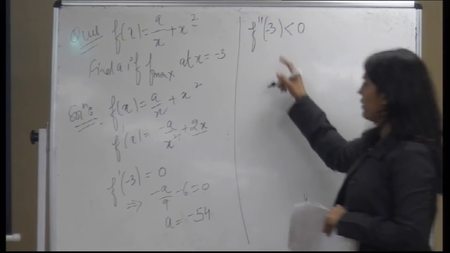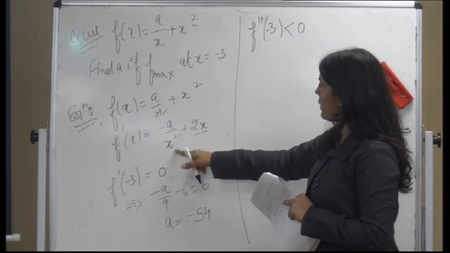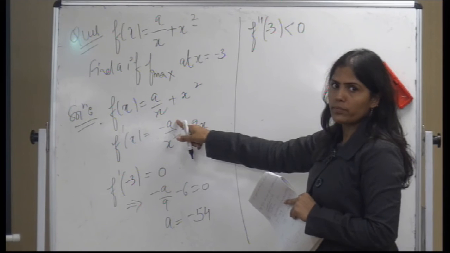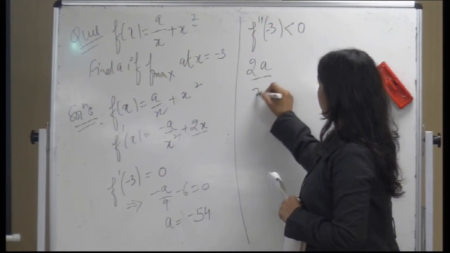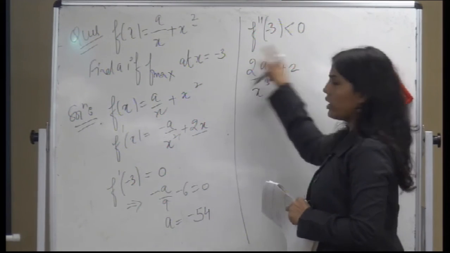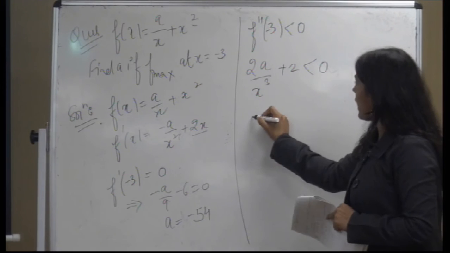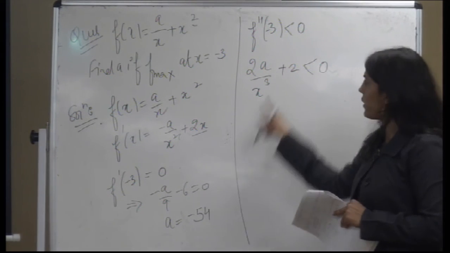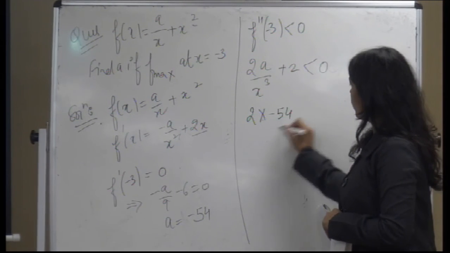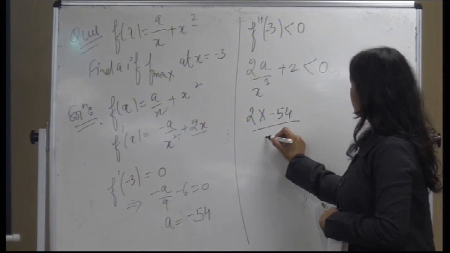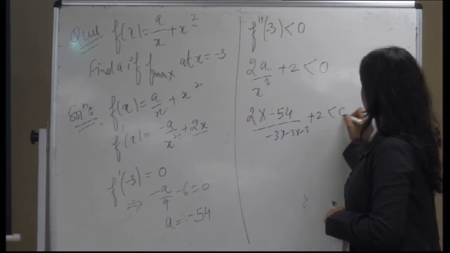So just check it. Second derivative will be what? It will be minus 2a by x cube plus 2. All agree? It should be less than 0 corresponding to a equal to minus 54, just check it. 2a, so 2 into minus 54 upon minus 3 into minus 3 into minus 3 plus 2 less than 0.